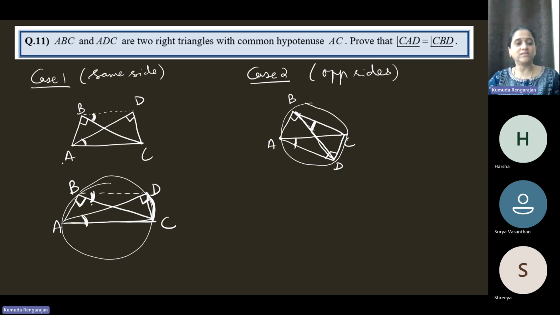And then you should say that this angle is equal to this angle because angles in the same segment of a circle are equal. In the next case, you can again draw a circle passing through the 4 points because it's a cyclic quadrilateral. Opposite angles are supplementary. So the two angles are equal for the same reason: angles in the same segment of a circle are equal.